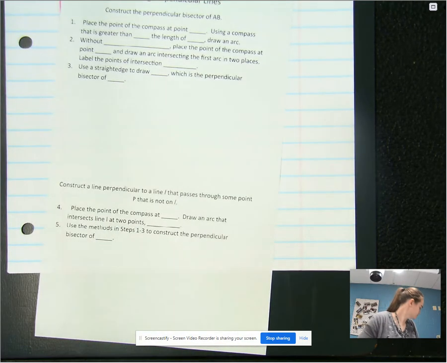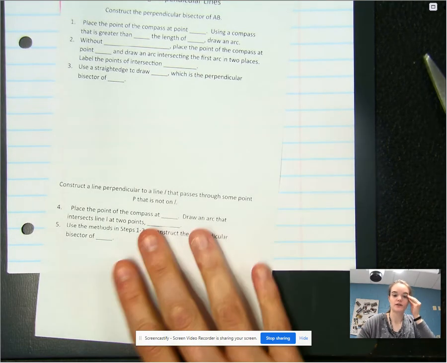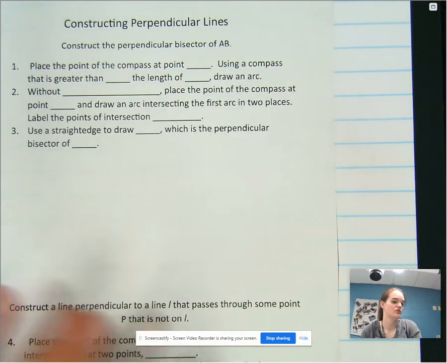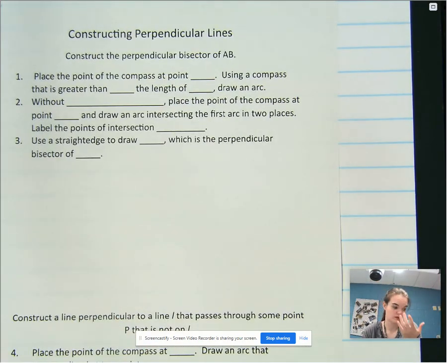Okay. So we're still doing constructions, but now we're going to talk about perpendicular constructions. Constructing perpendicular lines. Technically, we've done this. We did perpendicular bisectors back when we cut things in half. Those were perpendicular bisectors, meaning they formed a right angle. So the steps are kind of the same. That's all the way back, as soon as I can find it.